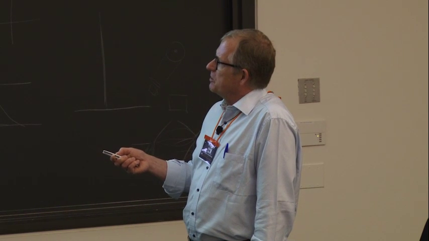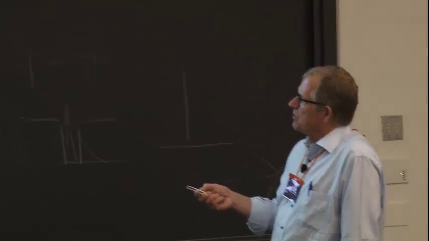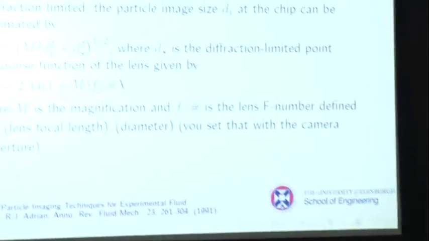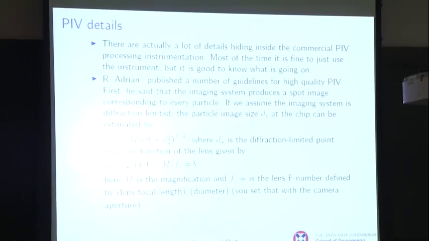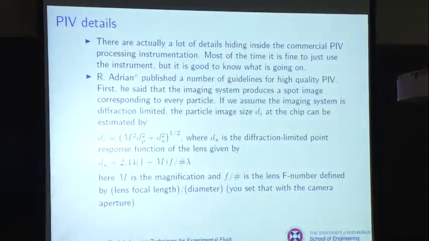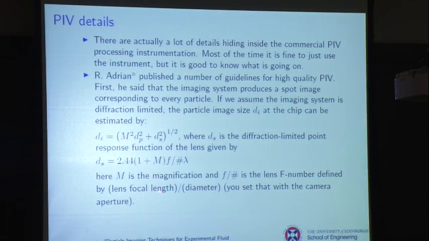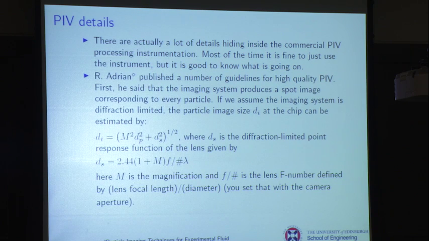This is the diffraction limited point response function for a lens, where that's the magnification, and this is the F number, okay? Which the F number is defined as the focal length of the lens divided by the diameter. And by diameter, with a camera lens, you can set the diameter with the aperture. It's really the aperture, the free aperture inside the lens that you're setting. So you can change the F number of a camera lens with the aperture. And then that's the wavelength of the light.